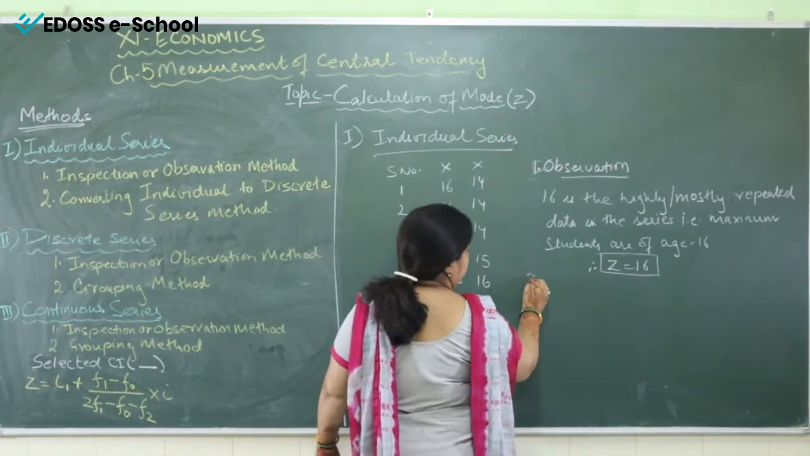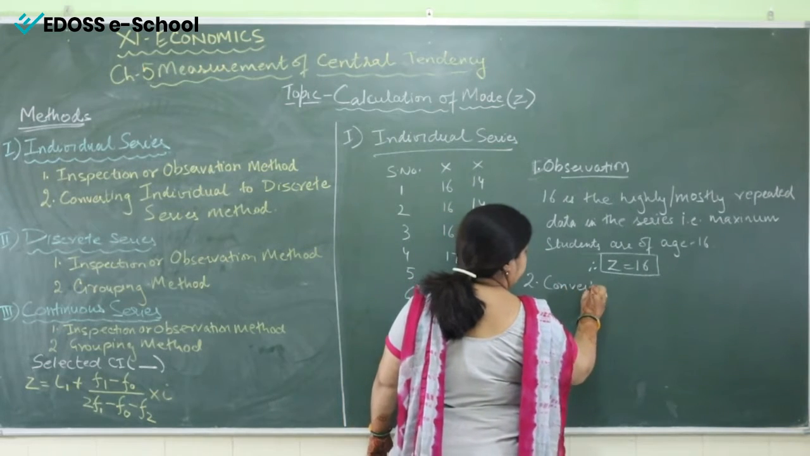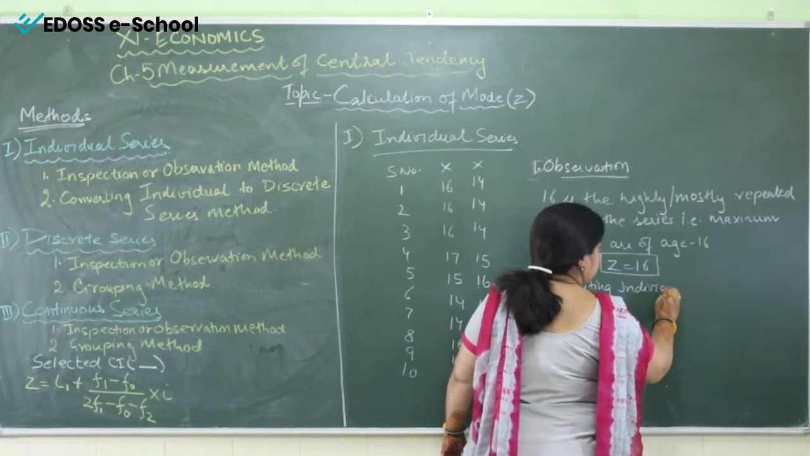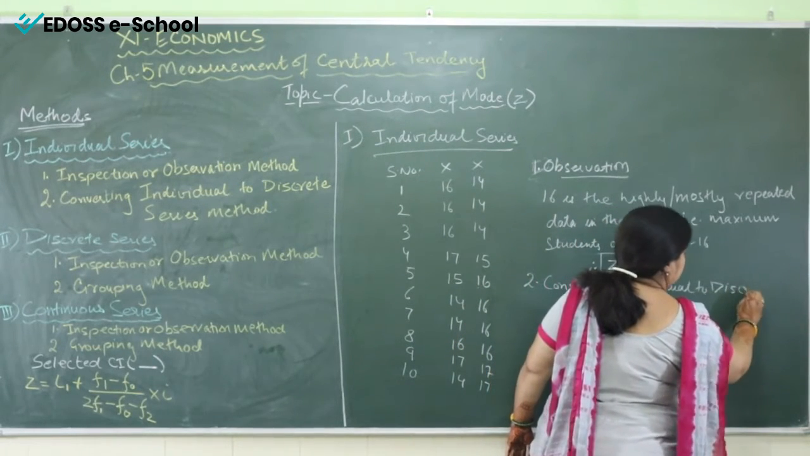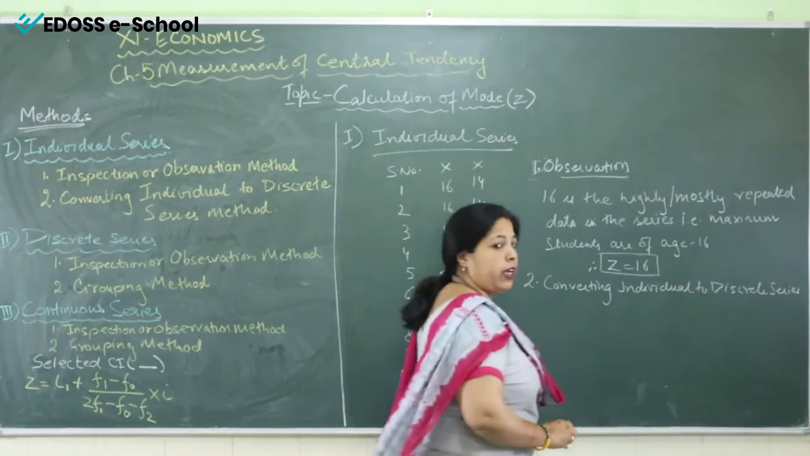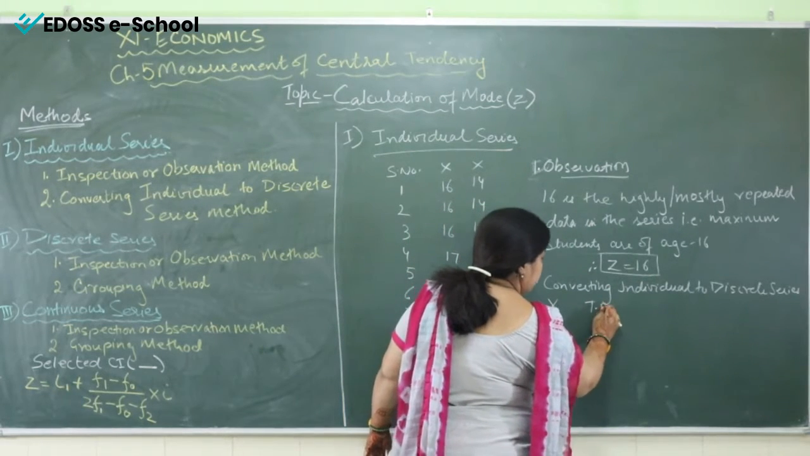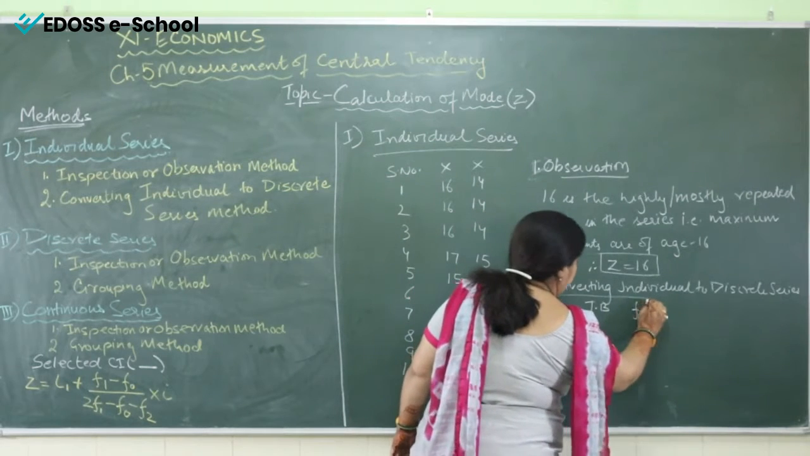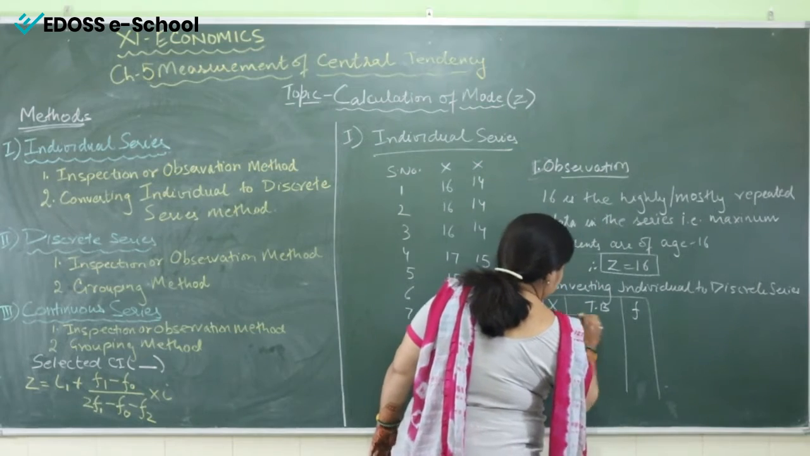So we will write method 2, that is converting individual to discrete series. And for converting the data, we make 3 columns, that is X, tally bars and F. These are the 3 columns which are made to convert individual series into the discrete series.